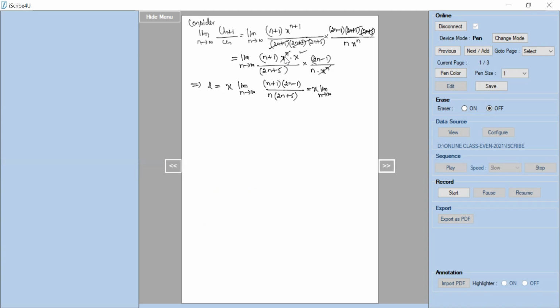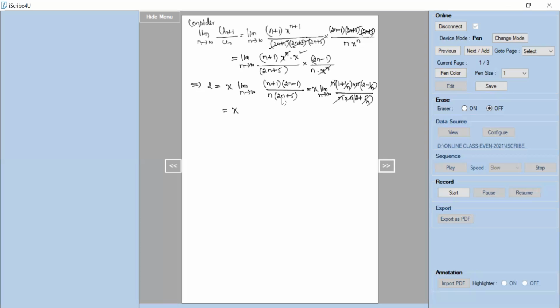So again, I'll take n common from this term in the numerator and denominator. I can write this as n into (1 + 1/n). In the next term, if I take n outside, n into (2 - 1/n), divided by the denominator n into (2 + 5/n). So the n in the numerator gets cancelled, and now I can substitute a limit.